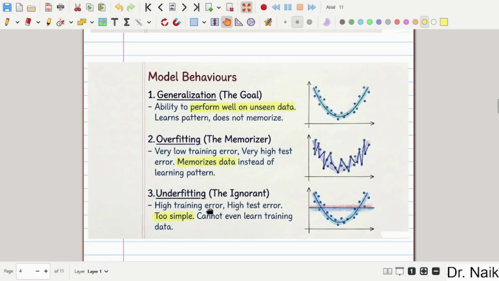An underfitting model is too simple. It cannot even perform well on the training data properly. As a result, training error is high, and test error is also high. It performs poorly on both the training and the test data. The ideal model learns the underlying pattern without memorizing the data. Such a model has low training error and low test error. That is what we want in machine learning.